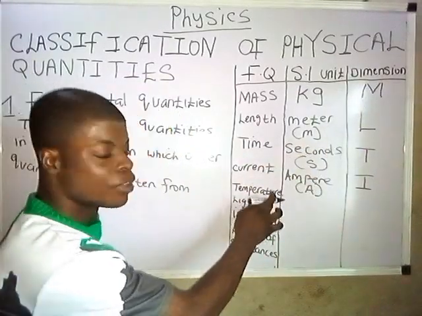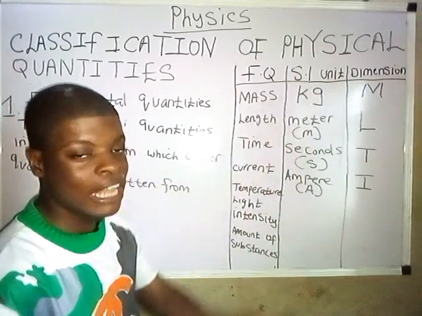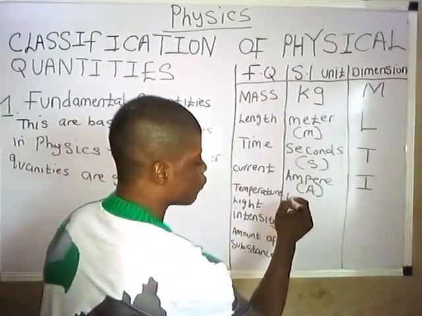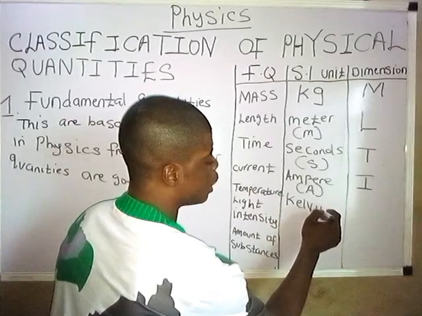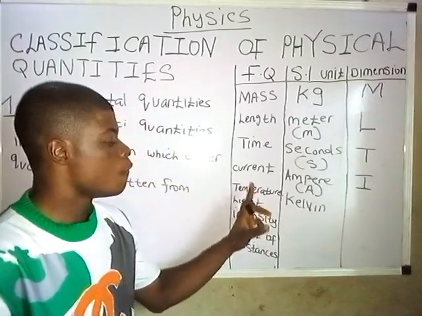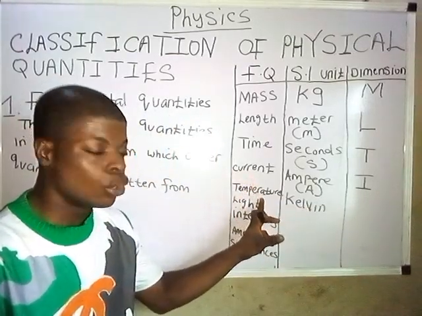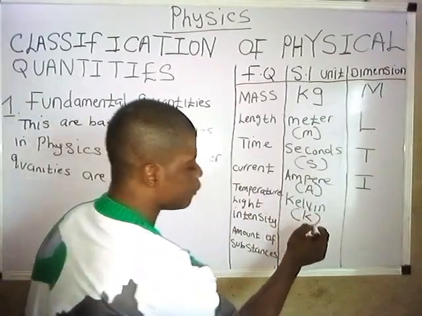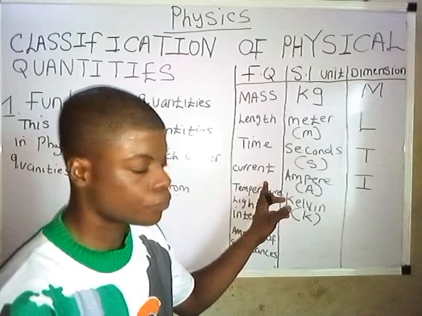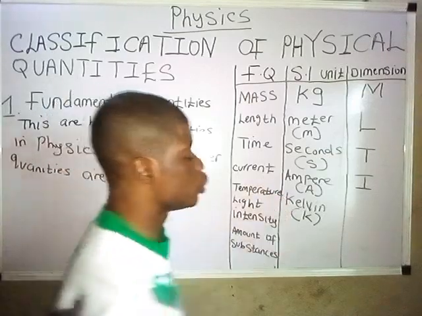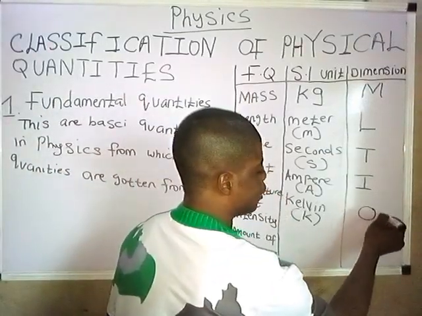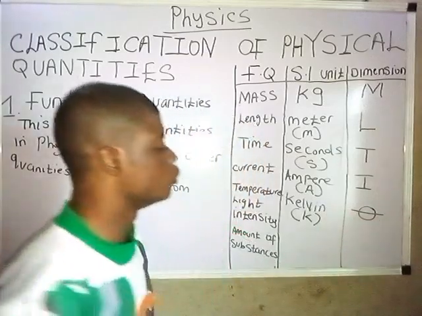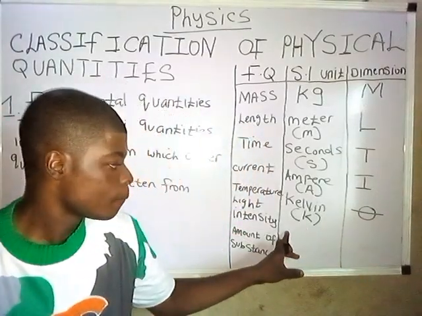For temperature, the SI unit for temperature is Kelvin. That must be noted, the SI unit for temperature is Kelvin, which can be represented with letter K. The dimension for temperature is theta. This is the dimension for temperature.